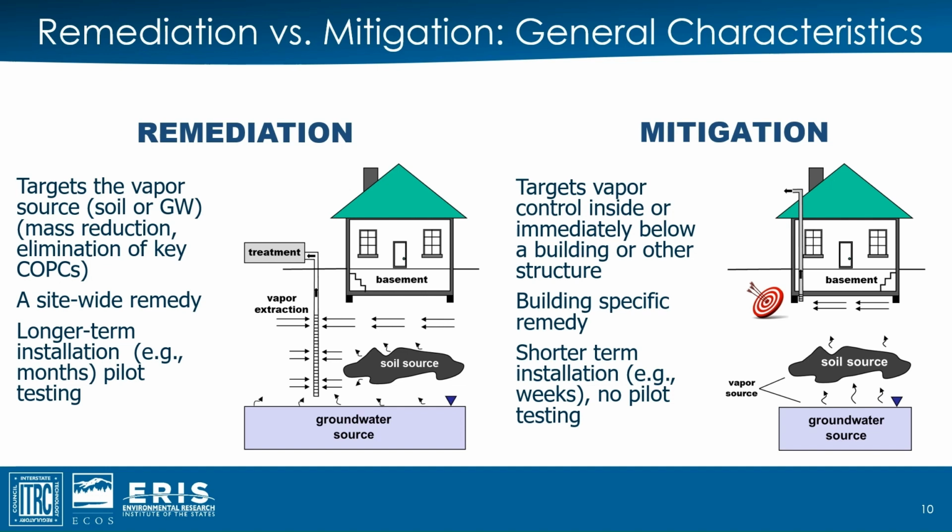vapor source over time. It's also important to note that active mitigation systems, such as subslab depressurization systems, can often be quite costly for petroleum vapor intrusion applications because they must be equipped with off-gas treatment and must be intrinsically safe to avoid the potential for fire and explosions. Again, ITRC has published some great fact sheets and training materials on the subject if you want to learn more.